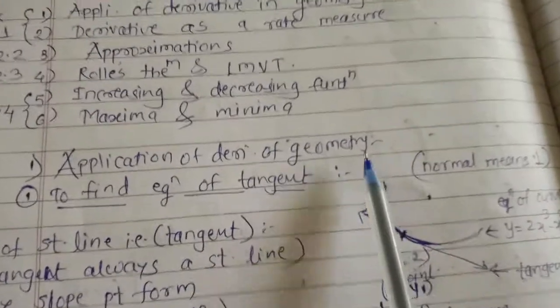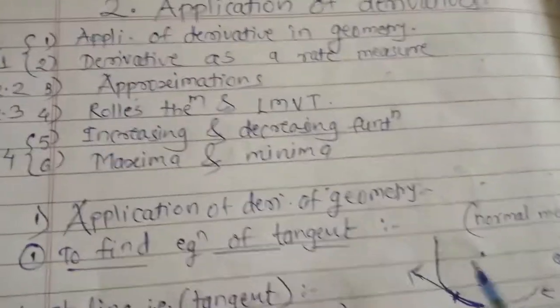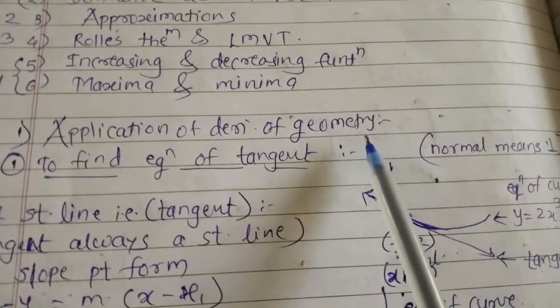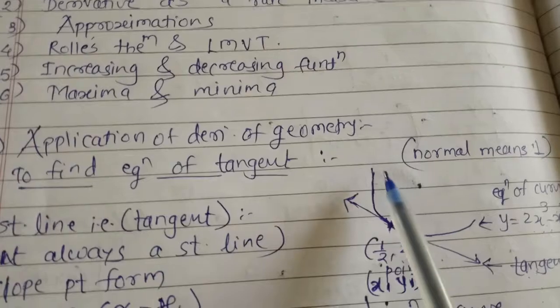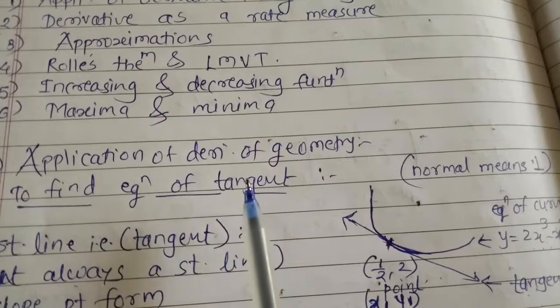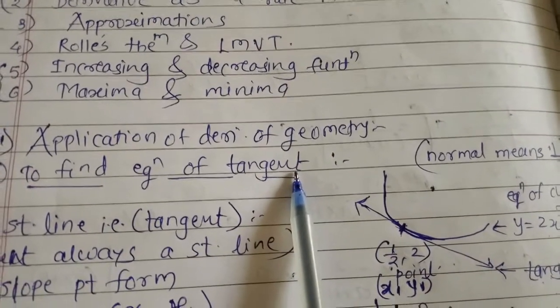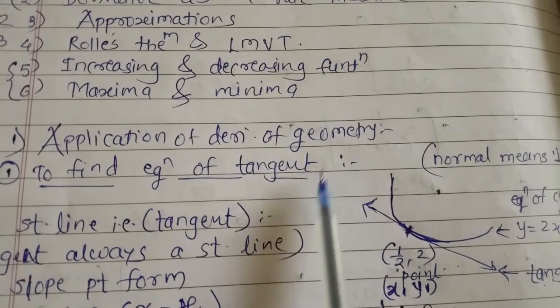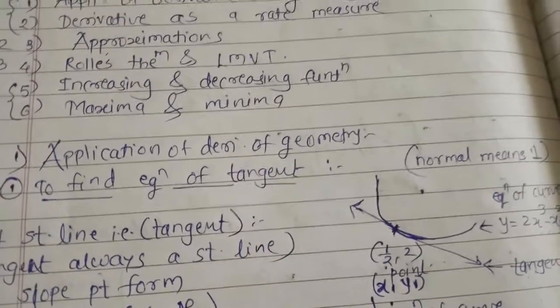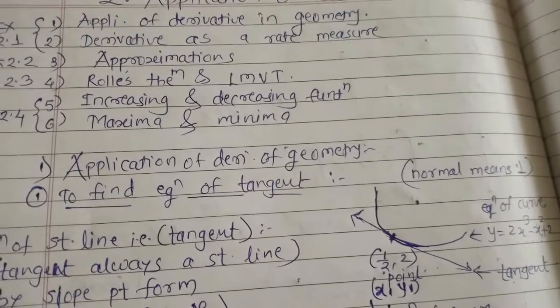See the first one, application of derivative in geometry. You know that geometry is related with different types of figures, that is triangles, circles, tangents, etc. Here, what I am going to explain is, if you are given one curve, how to find out the equation of tangent and equation of normal. In your textbook you are given these two concepts: to find the equation of tangent and to find the equation of the normal. So how to find the tangent and normal by the use of derivative, we're going to see.